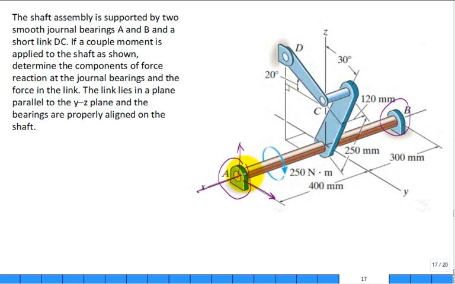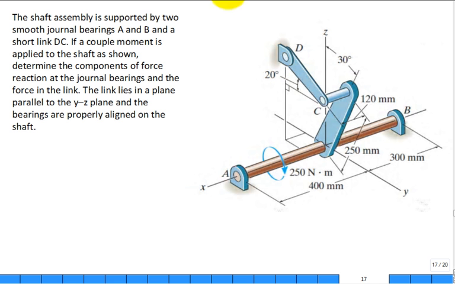Now this other one can slide in and out. There'll be no reaction force in the x because of that bearing. It's not a thrust bearing. They do make thrust bearings, there's a little difference. Okay, that's what the journal bearings do. And then we have that short link.